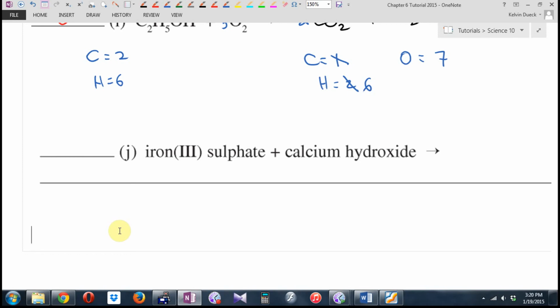Is that a single element combining with another single element? Is it synthesis? Double. It's a double replacement. Double replacement, right?